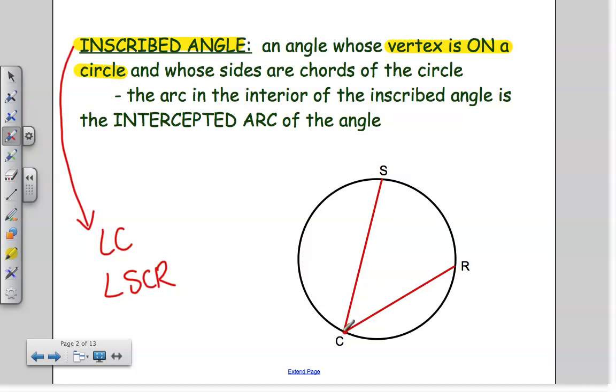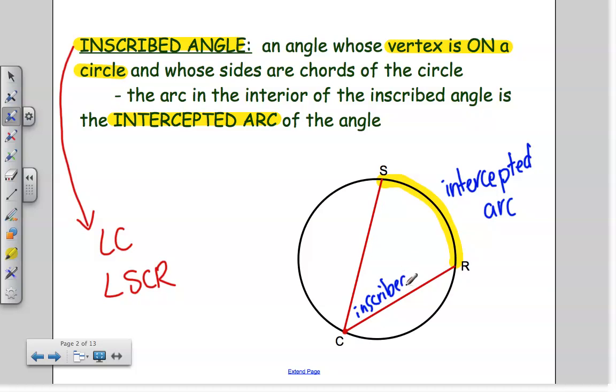So for an inscribed angle, the vertex has to be on the circle, the sides are chords of that circle, and we actually have a name as well for the arc in the interior of the inscribed angle. It is called the intercepted arc. Interior of the inscribed angle means go from the endpoints of the angle, so S and R, and this arc SR is called your intercepted arc. I'm going to be using that term a lot, the intercepted arc of this inscribed angle. Again, inscribed angle, vertex on that circle.